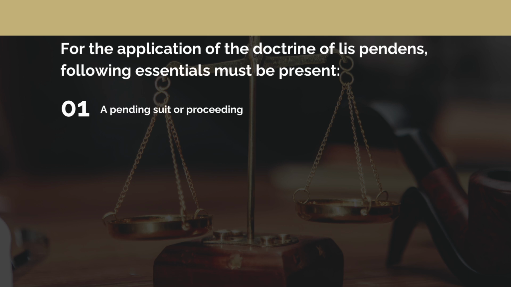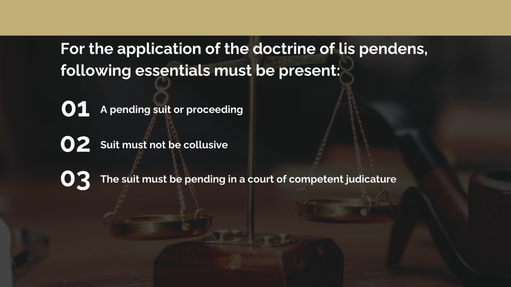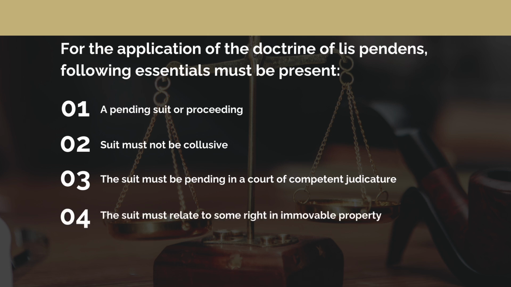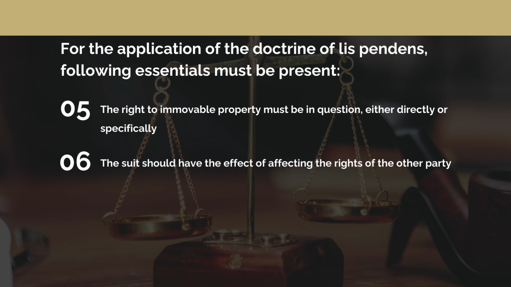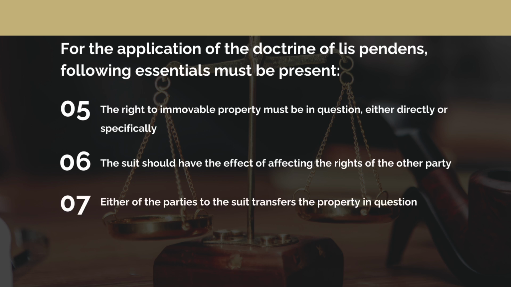First, a pending suit or proceeding. Second, the suit must not be collusive. Third, the suit must be pending in a court of competent judicature. Fourth, the suit must relate to some right in immovable property. Fifth, the right to immovable property must be in question either directly or specifically. Sixth, the suit should have the effect of affecting the rights of the other party. Seventh, either of the parties to the suit transfers the property in question.